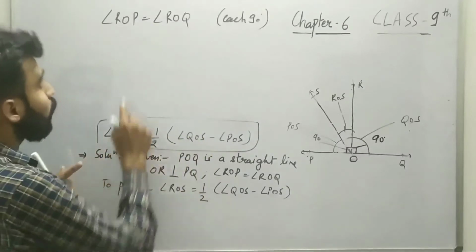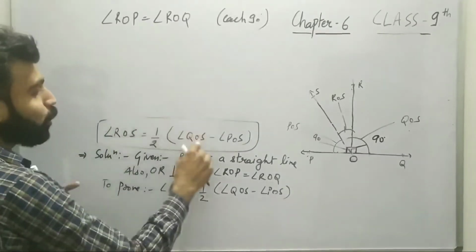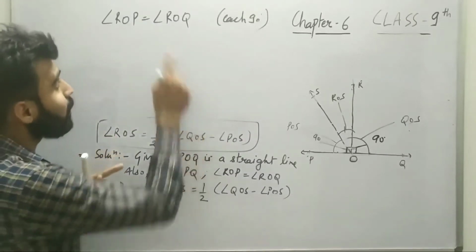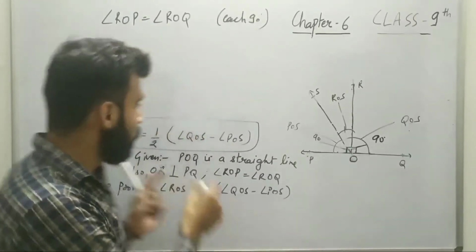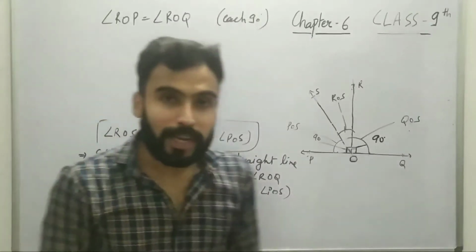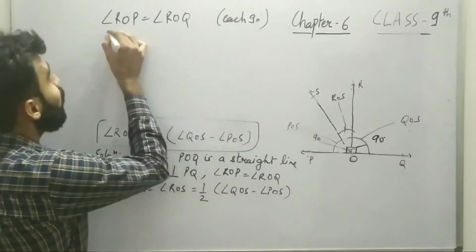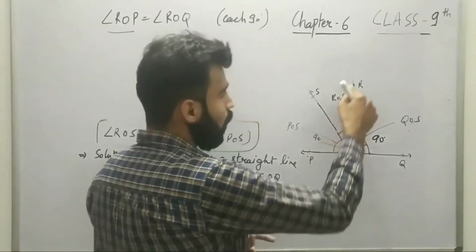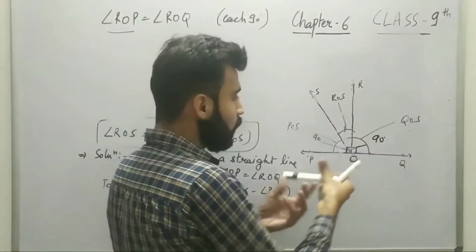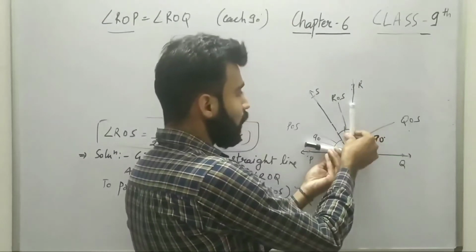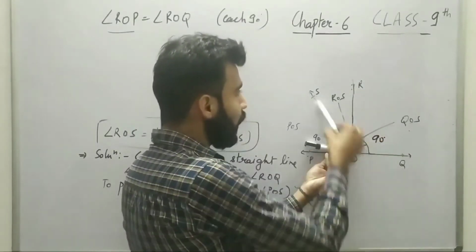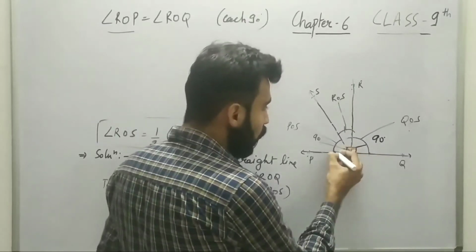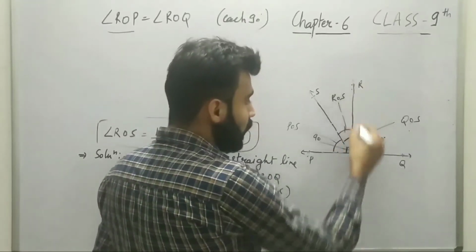But there's not even ROS, QOS and POS in the situation here. So how will we get these angles into it? So how will we bring these angles into this condition to prove it? So look carefully. If I talk about angle ROP, you can see where angle ROP is here, ROP. So how can I write this angle? I can write this angle as the combination of angle ROS plus POS. If I add these two angles, the whole angle will be formed, that is ROP.